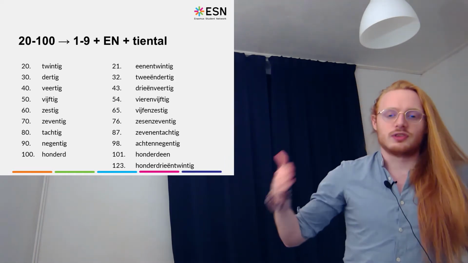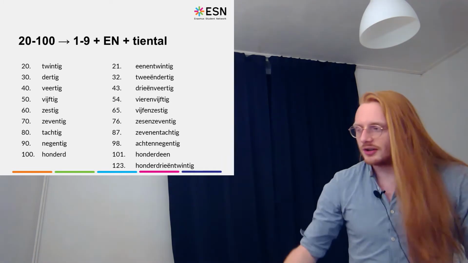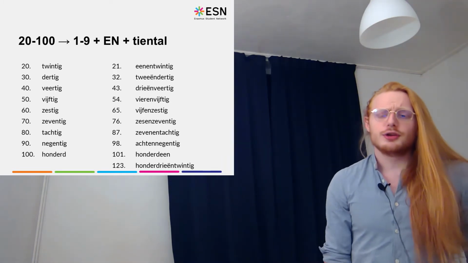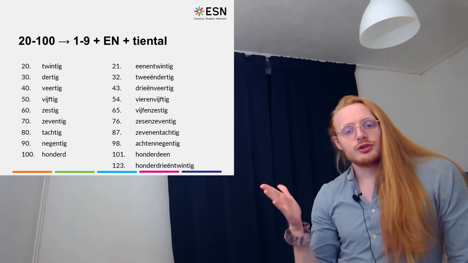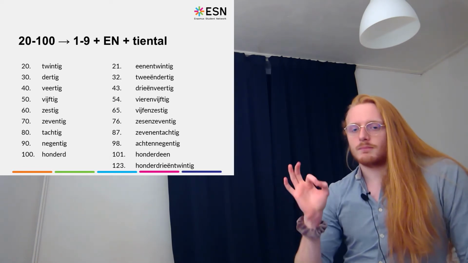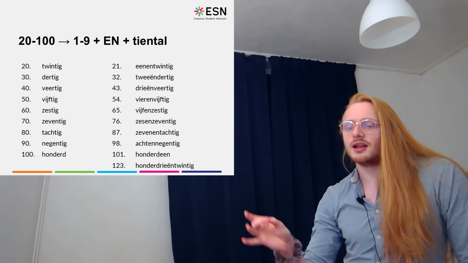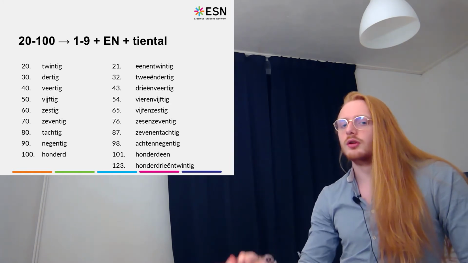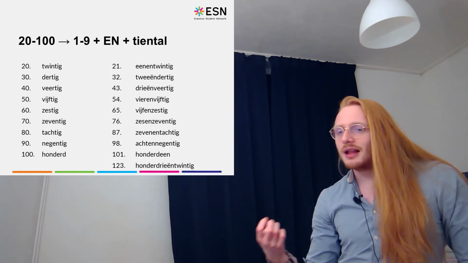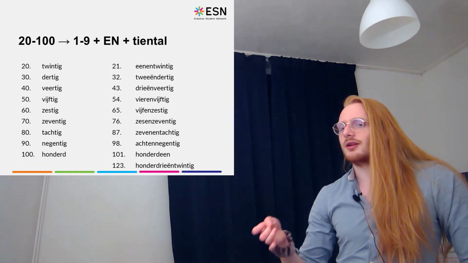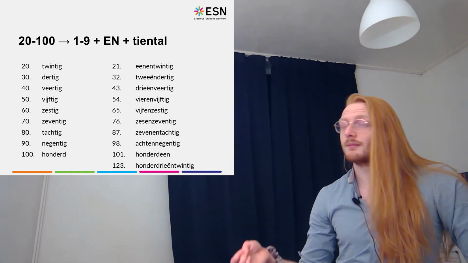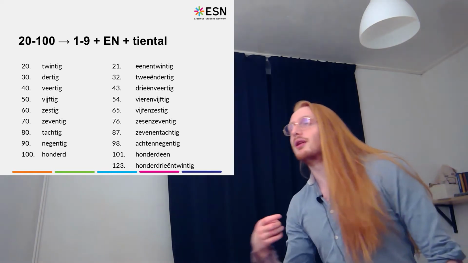101, 123, etc., etc. Other useful numbers that are in your booklet but not on the slide are 1000, which is duizend. 1000 again. A million, which is miljoen. A billion in Dutch is een miljard, not een biljoen. A trillion is a biljoen.